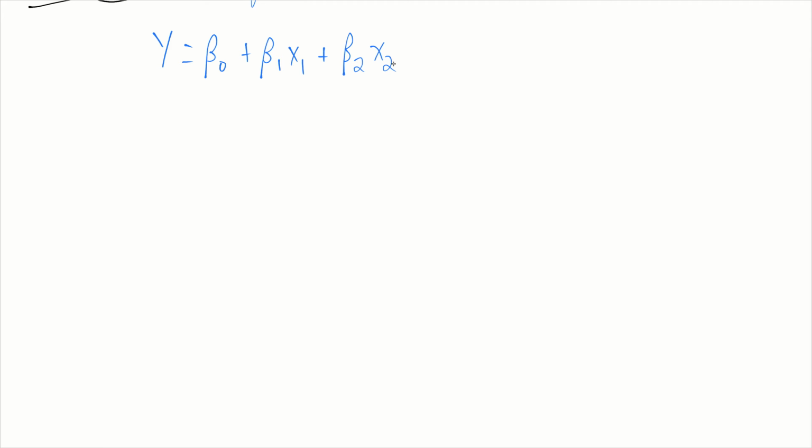So this is what we had before, right? And now we're going to add a third term, beta 3 times x1 times x2. This right here is what's called an interaction term, plus epsilon, of course. For now, just think of it as the product of x1 and x2. That's what it is. So it's x1 times x2. Now let's see what the implications of setting up this model are.